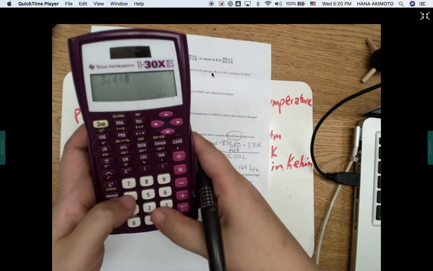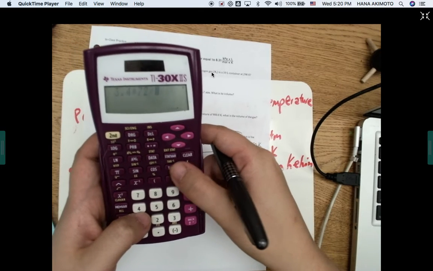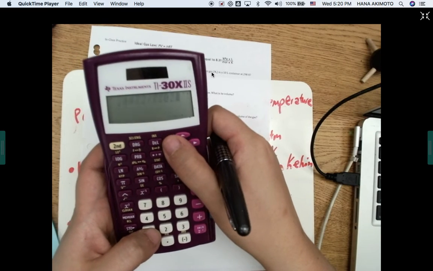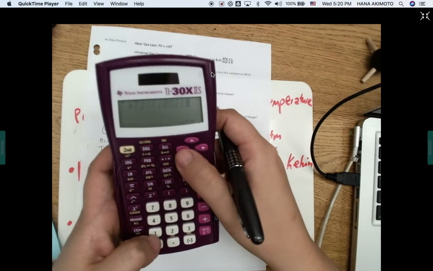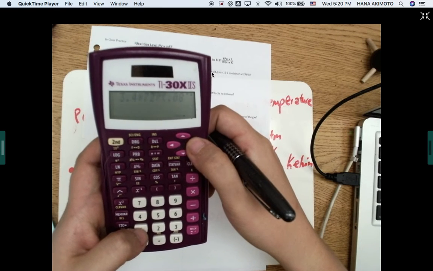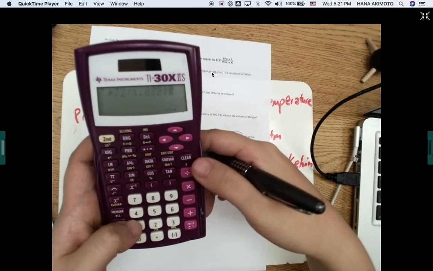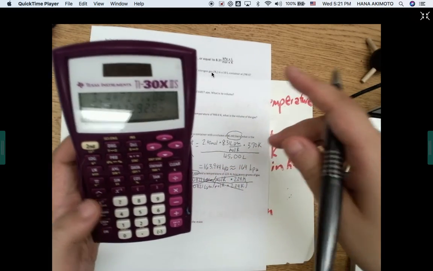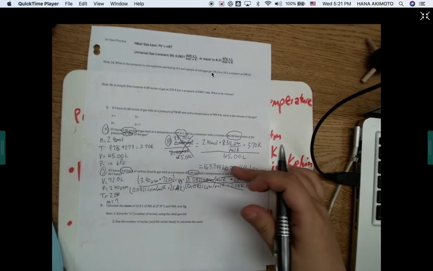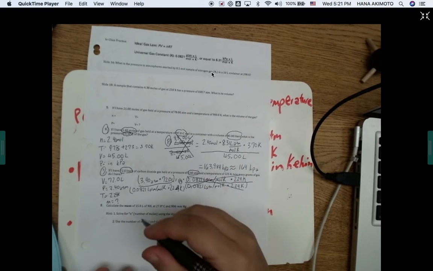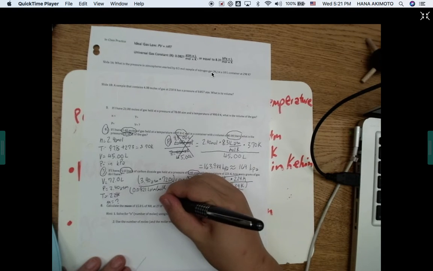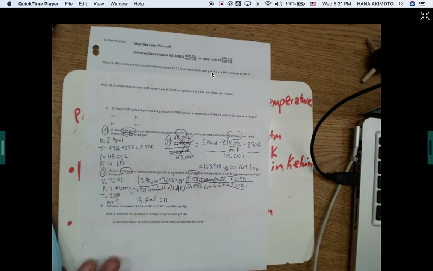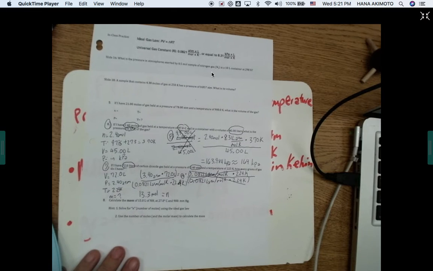3.4 times 72 divided by parentheses 0.0821 times 224. Okay, so I'm going to look at my significant figures again, and I should have 3 significant figures. N is going to be equal to 13.3 moles. But it didn't ask for moles, it asked for mass.